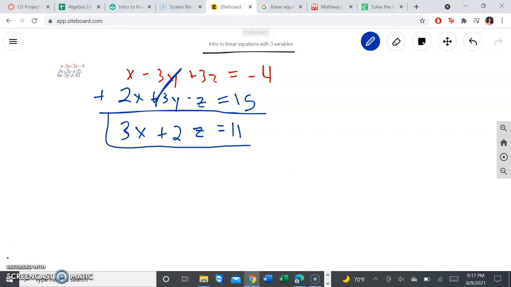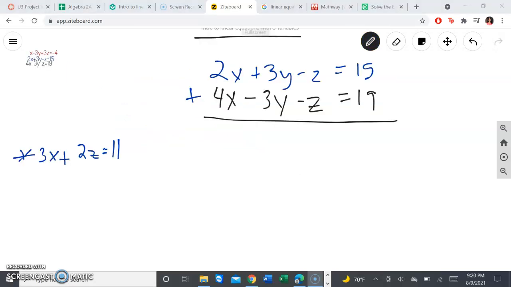This is the first equation we'll be using after solving the next equation to find the first variable. I'm solving using the second and third equation, and now I will start to solve. So starting from left to right, 2x plus 4x will give us 6x, and then positive 3y minus negative 3y is going to cancel, so that's not included in the equation. And then negative z minus z will give us negative 2z, and then 15 plus 19 will give us 34.